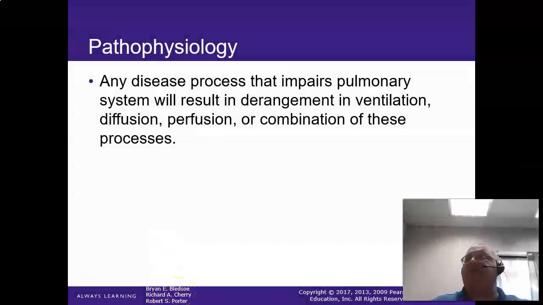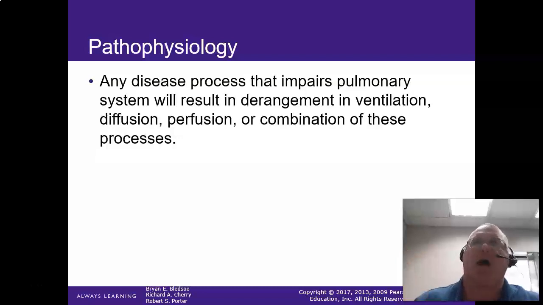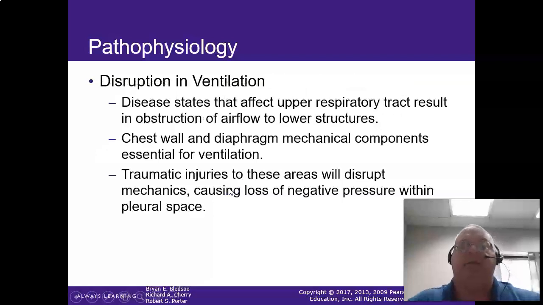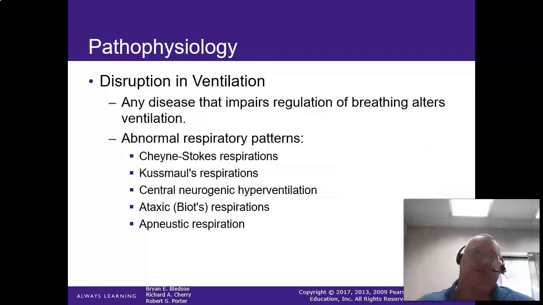Any disease process that impairs the system and results in derangement in ventilation, diffusion, perfusion, or a combination of these can cause us a problem and makes our system not work as well. So we've got to come back and fix that. Again, it is so very important that we understand that. The chest wall and the diaphragm have got to be intact for good ventilation. You can also have trauma to these areas, which can cause a loss of the negative pressure in the pleural space. You can also have trauma that damages the actual tissue itself where these exchange.